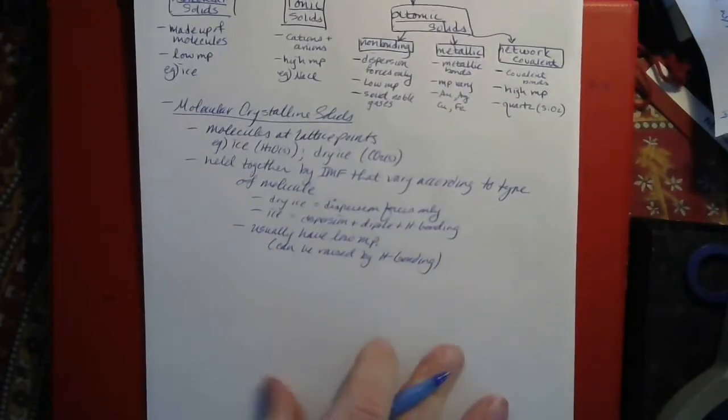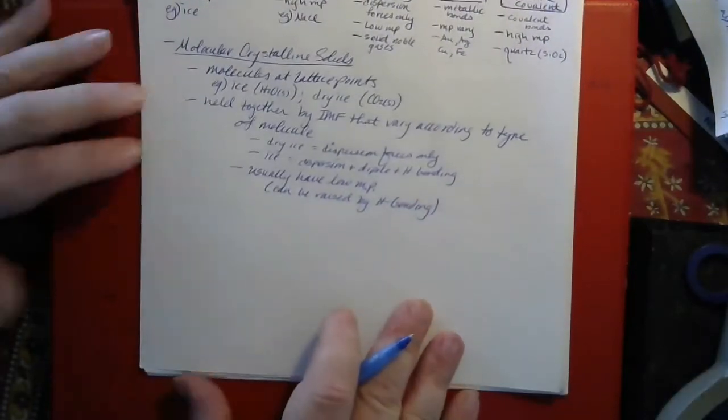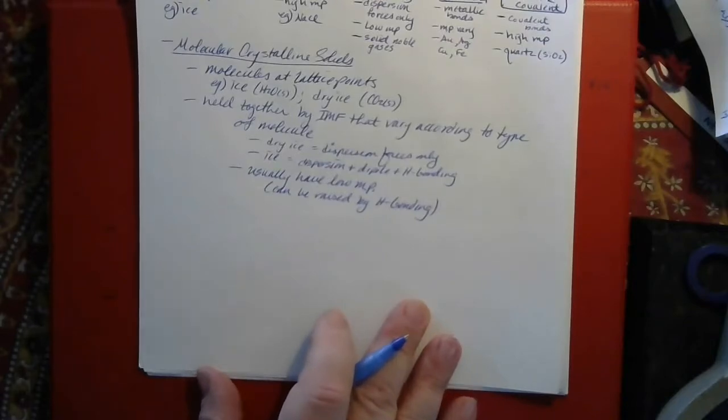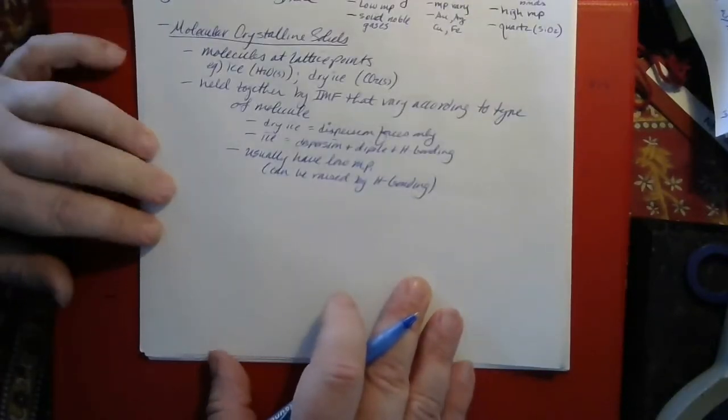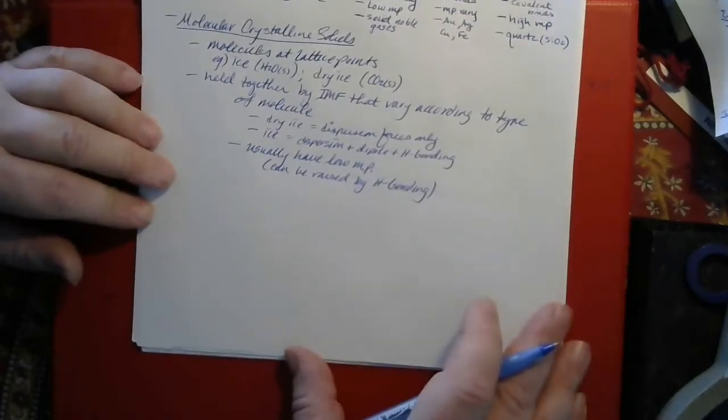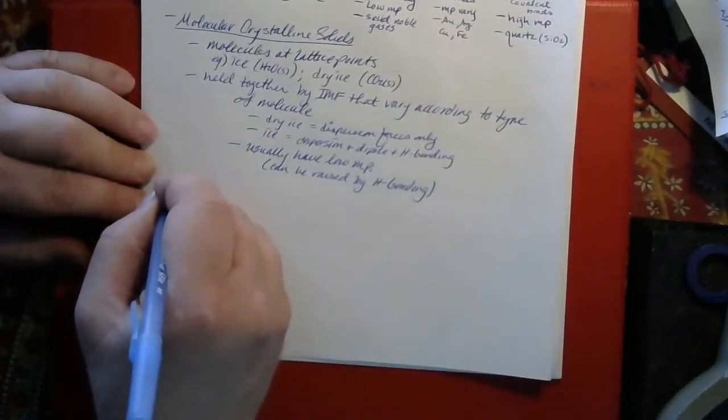In fact, as low as the melting point of water is, it's relatively high for this type of compound because of all of the hydrogen bonding that water undergoes. So hydrogen bonding can raise the melting point some.